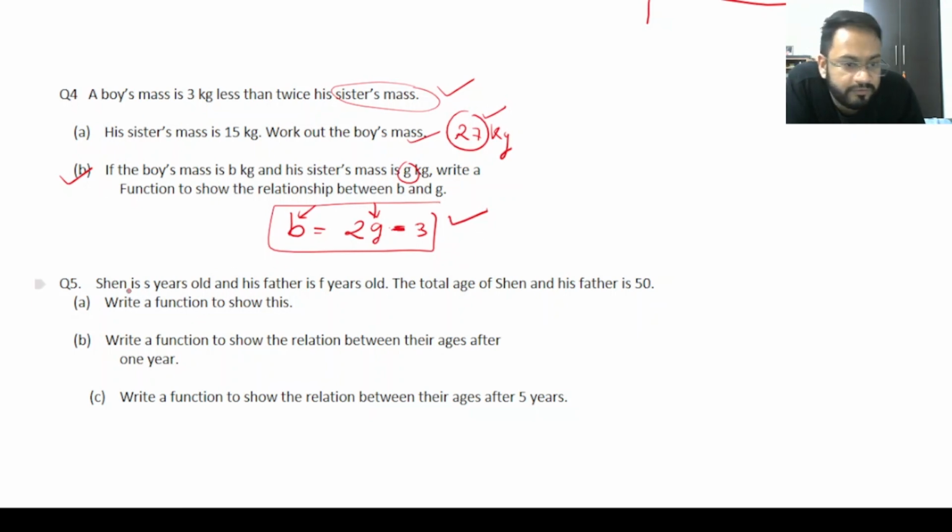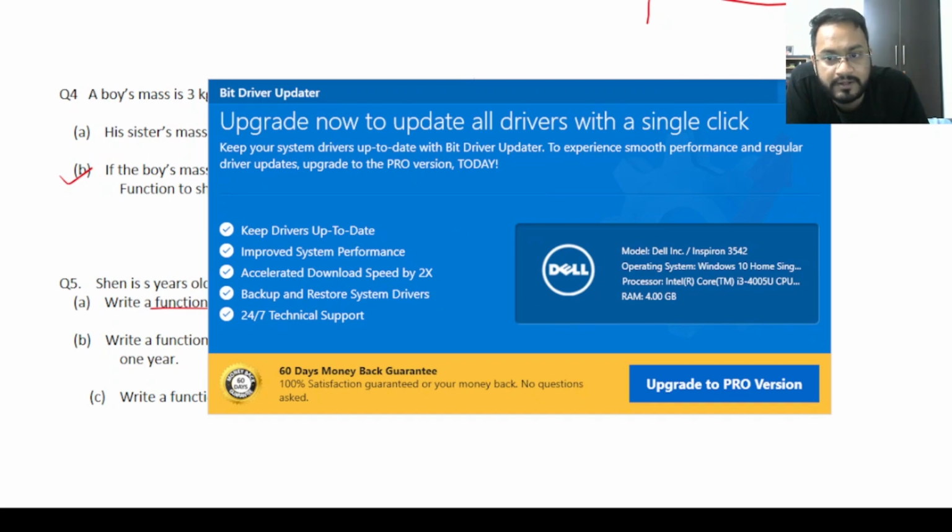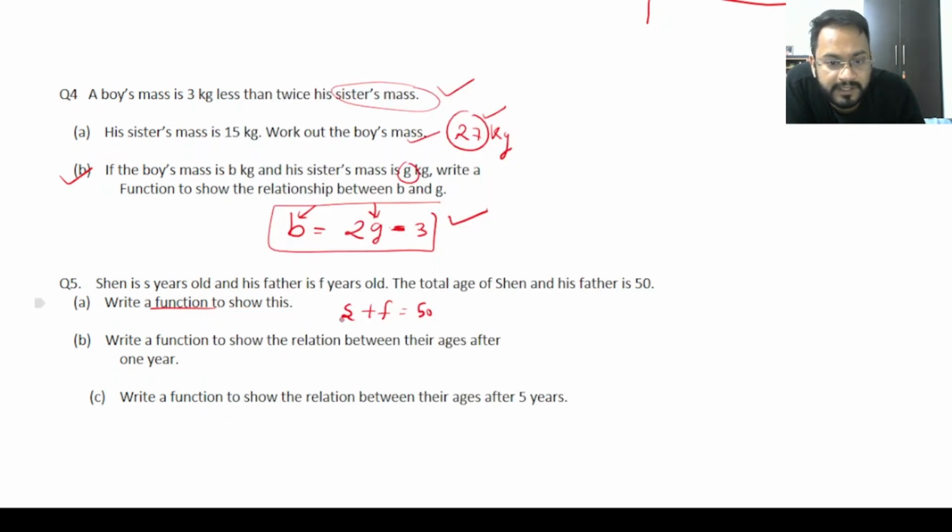Then coming to the fifth question. Shan is S years old and his father is F years old. The total age of Shan and his father is 50. Write a function to show this. Very easy. Shan is S years old and his father is F years old. We need to add them, right? So if we add them, we'll get 50.